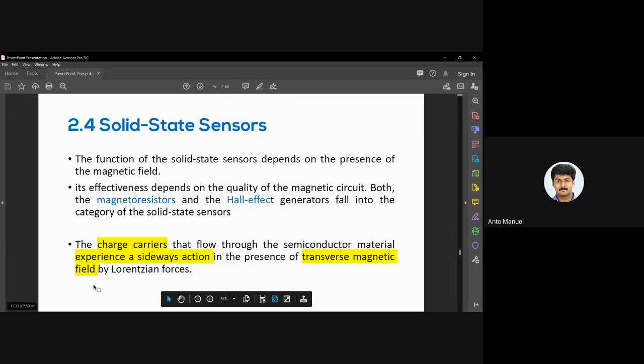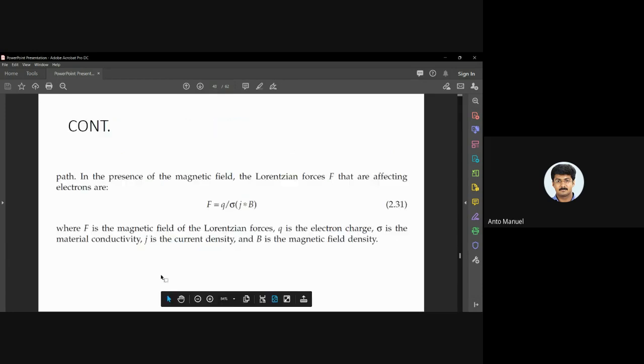The third point: the charge carriers flowing in the semiconductor material experience a sideways action in the presence of a transverse magnetic field. Normally we can say that there is a force, and that is called the Lorentz force. The Lorentz force can easily be expressed in a normal equation, denoted here: F is equal to Q sigma J B. And Q is nothing but the electron charge.